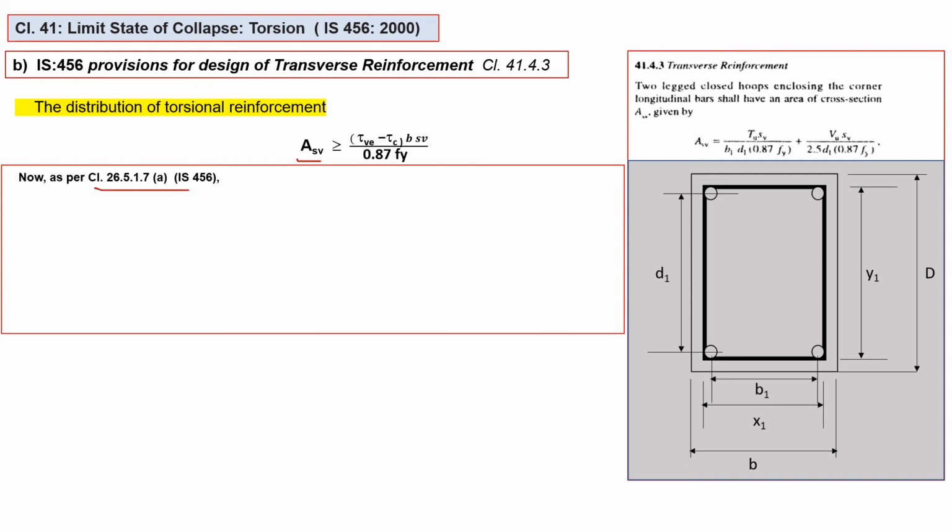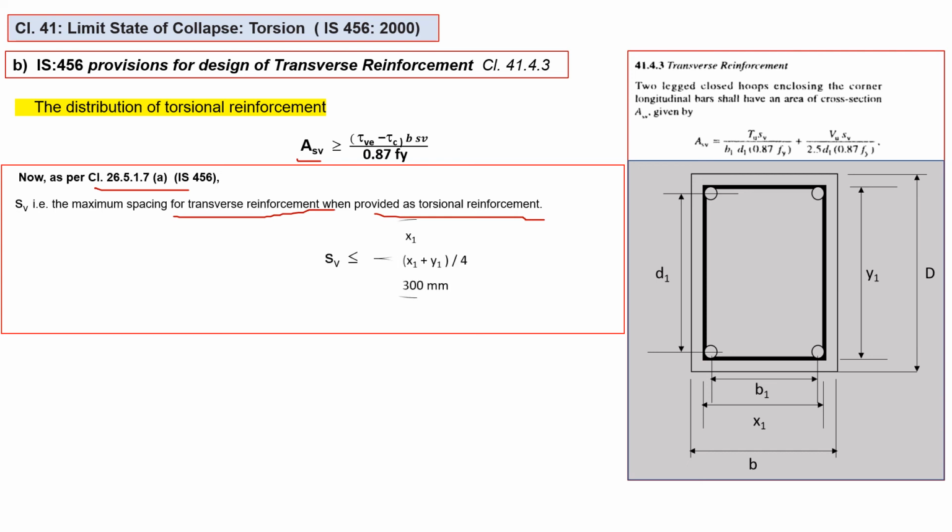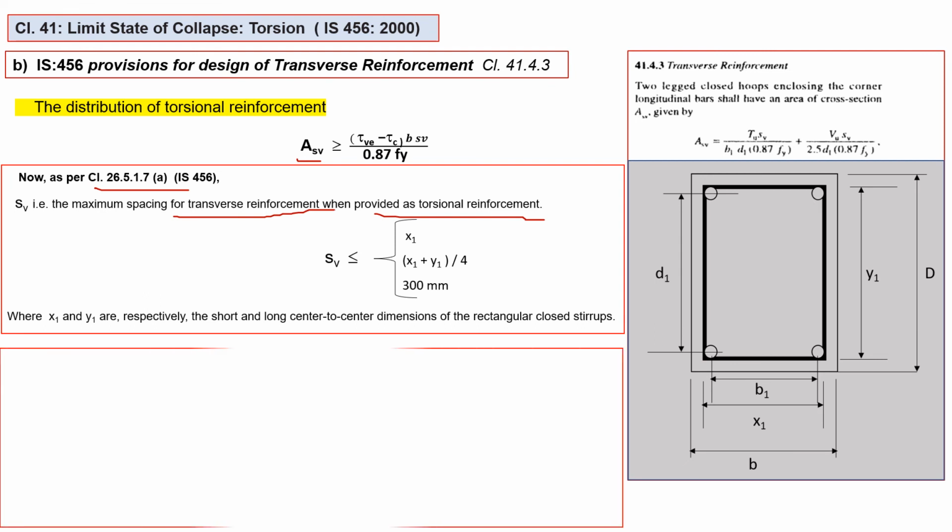Now we have to refer to clause number 26.5.1.7, where, to calculate the SV, the maximum spacing for transverse reinforcement when provided as torsional reinforcement. So here you have to calculate, first of all, x1 which is given here, then x1 plus y1 by 4 or 300. So whatever be the value you are going to calculate here, SV should be less than or equal to the highest of this value, and x1 y1, the short and longer distance, we have already discussed.